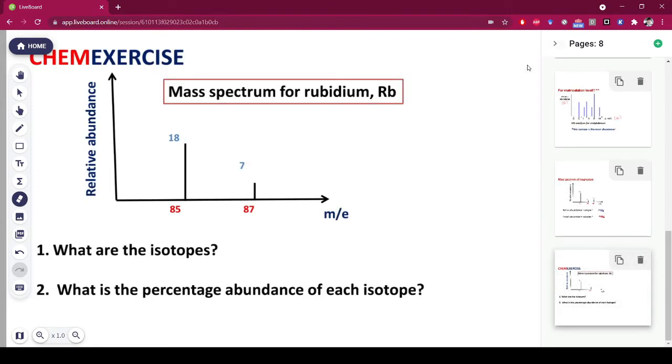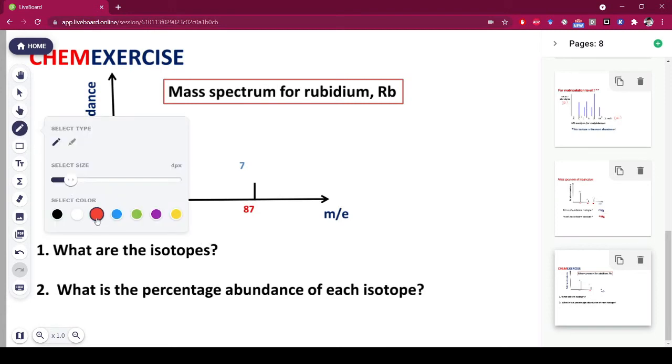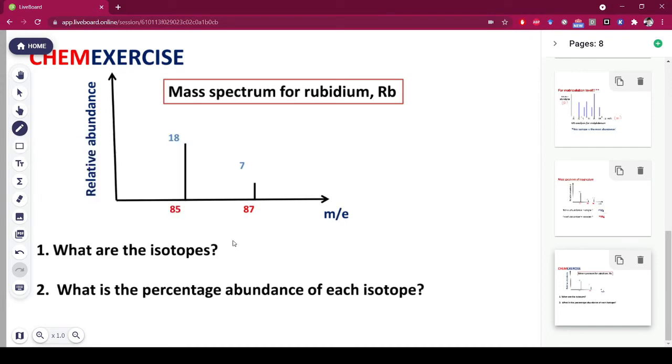A few more questions. Now, you have the mass spectrum for rubidium. You have 2 isotopes, rubidium 85, rubidium 87. So what are the isotopes? Okay, so the isotopes now are rubidium 85 and rubidium 87. So that's how you're going to write it.